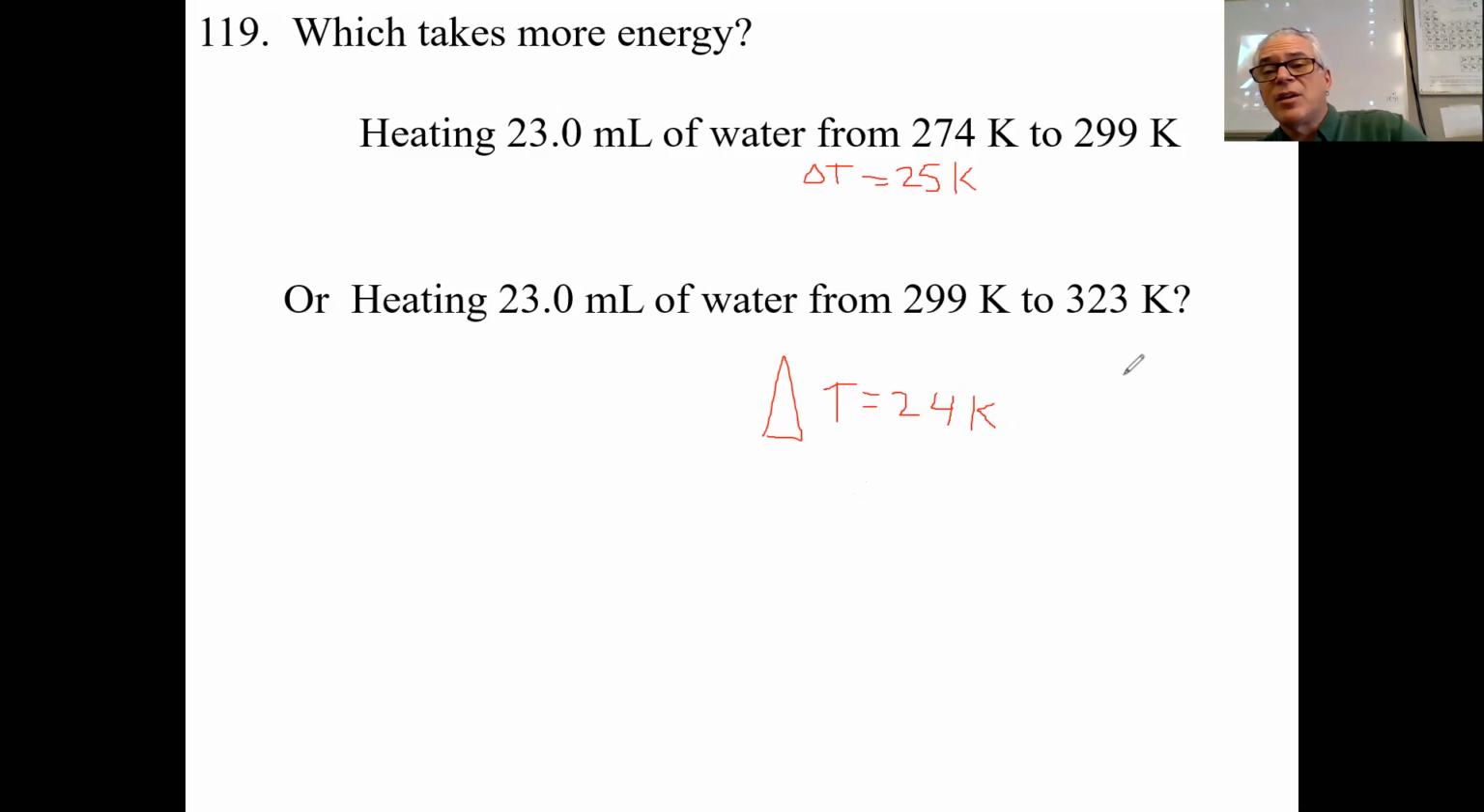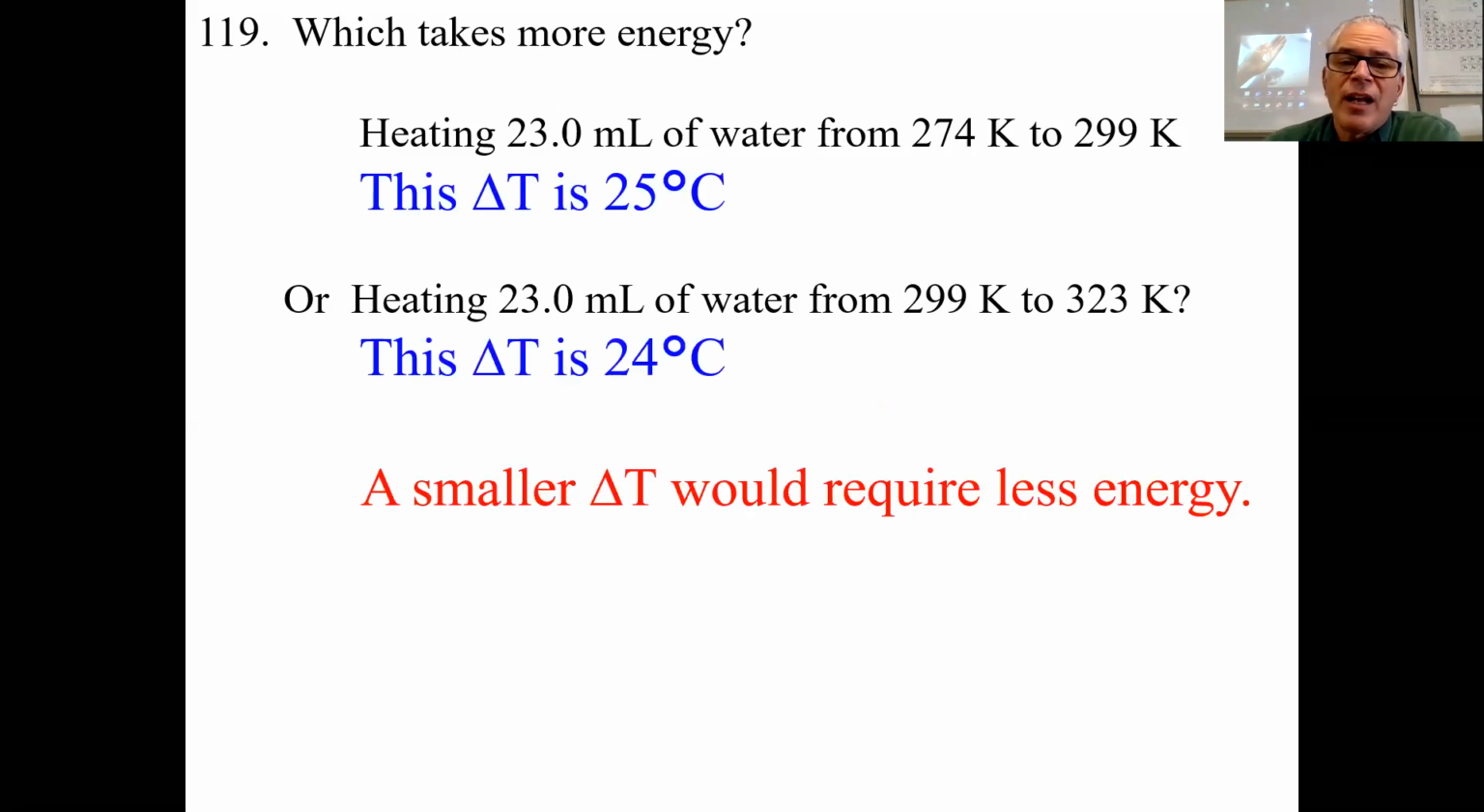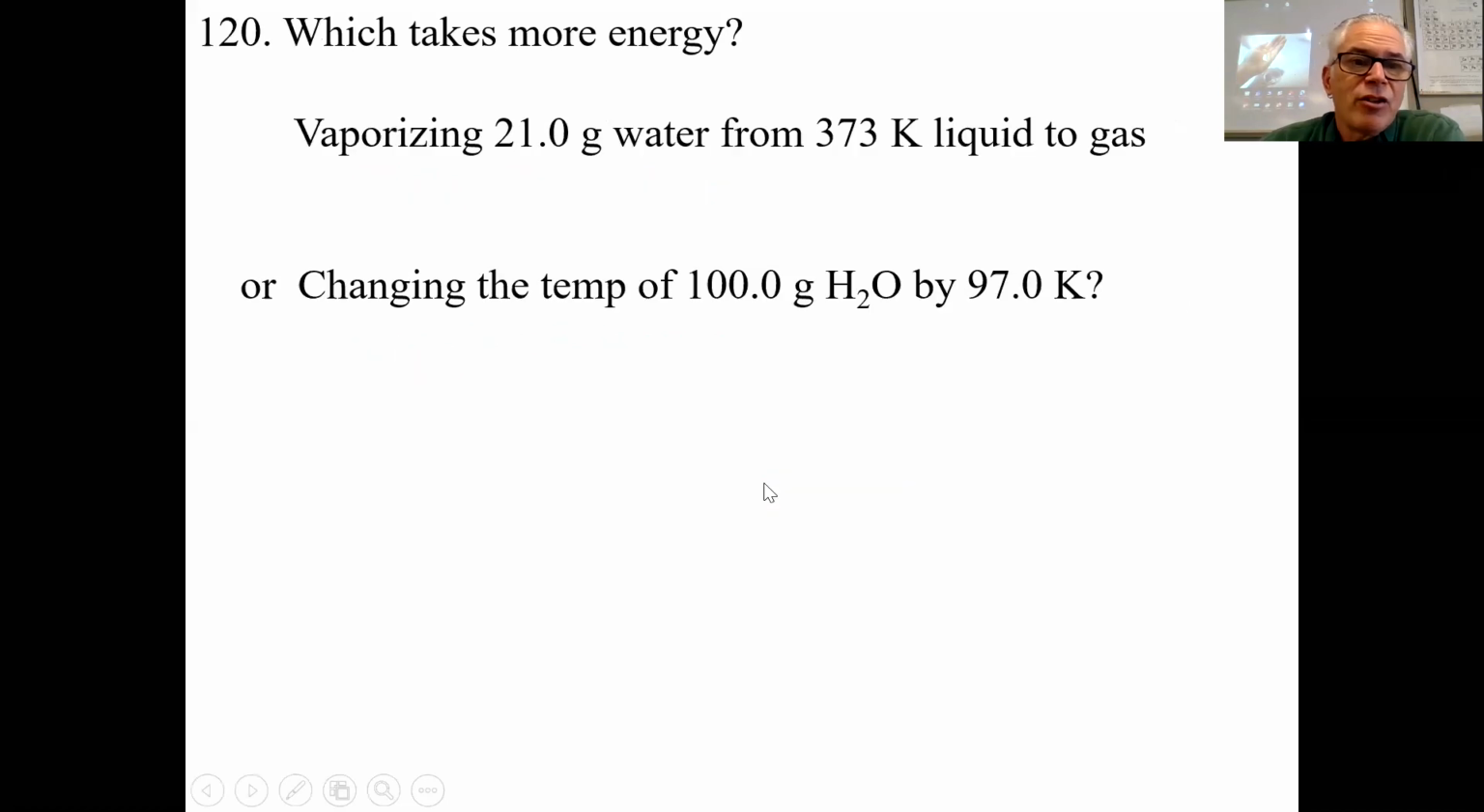Well, liquid water stays liquid water, warming it up. The one that makes it change temperature more is going to obviously take more energy. That's 25, that's 24 change. So the smaller delta T would require less energy. The larger delta T would require more energy.